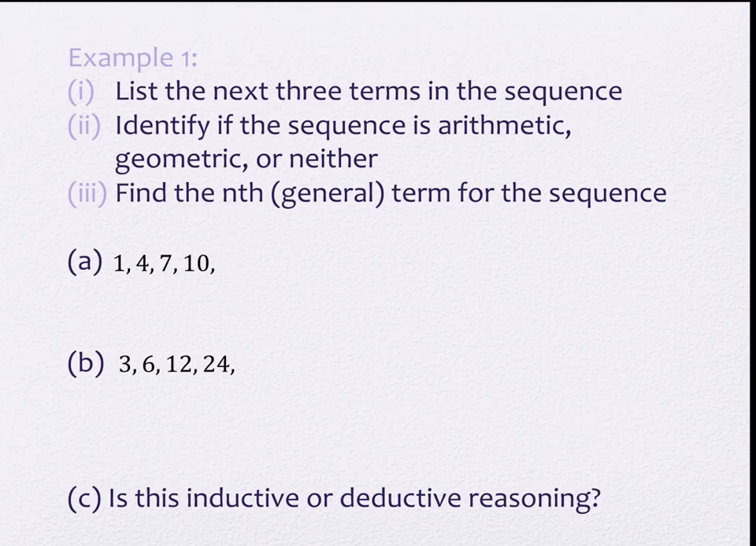Okay. So we're going to do an example. And there's more than one example here. But for each of these, we're going to list the three terms in the sequence. And then we're going to identify if the sequence is arithmetic, geometric, or neither. And then we're going to find the general term for the sequence. Okay? So this is what we're looking at. The first piece, everybody always does really good on. Just find the next three terms.